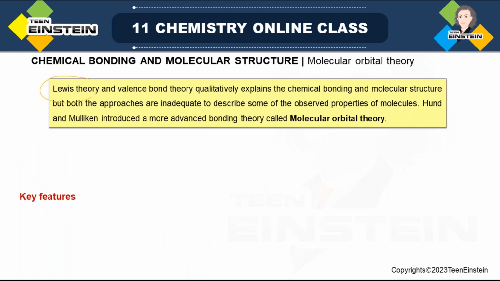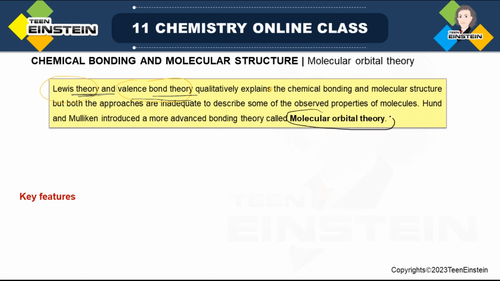In Lewis theory and valence bond theory, both these theories can explain qualitatively the chemical bonding and molecular structure. But just like any other theory, here also both these approaches are not fully successful to describe some of the observed properties of molecules. We have already seen what are their limitations individually. Now Hund and Mulliken introduce a more advanced theory.